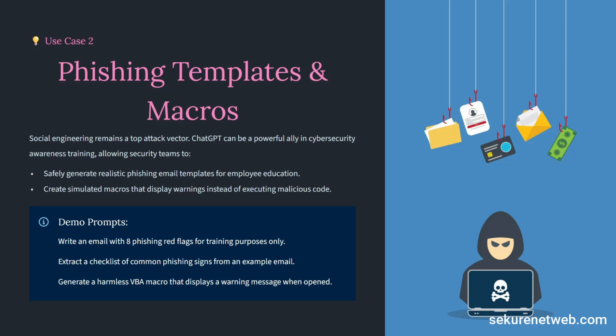We can also safely generate realistic phishing email templates for employee education, but create simulated macros that display warnings instead of executing malicious code. Some of the demo prompts could be like write an email with 8 phishing red flags for training purpose only, or extract a checklist of common phishing signs from an example email, or generate a harmless VBA macro that displays a warning message when opened.